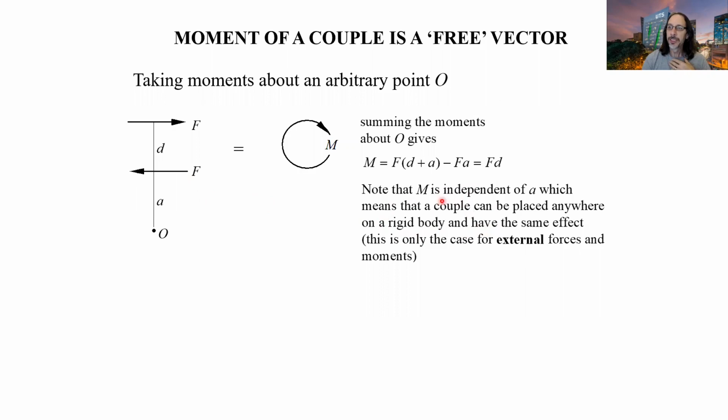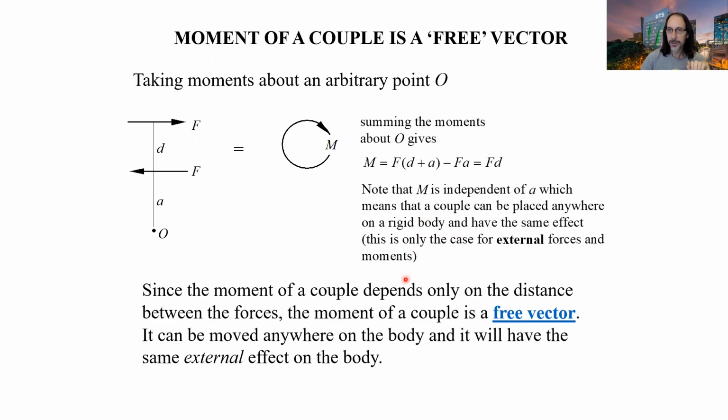So what this tells us is that we can place our couple anywhere on a body and it will have the same external effect. Okay, and I think I've summarized that down here. Since the moment of a couple depends only on the distance between the forces. Up here, we took any arbitrary point, and no matter where we put that arbitrary point and calculated our moments, the net moment was simply force times the distance between the two forces. So what that tells us is that the moment of a couple is what we call a free vector.